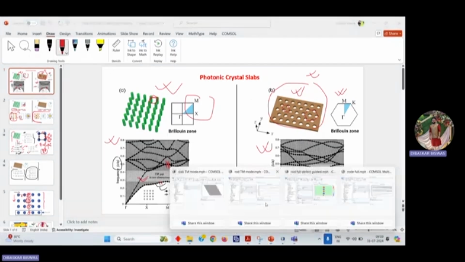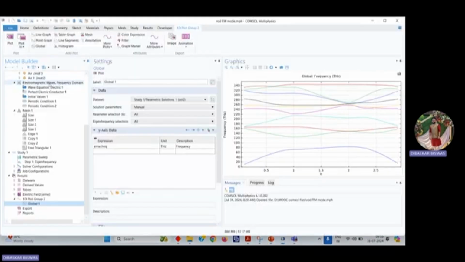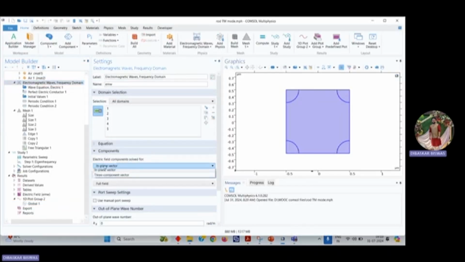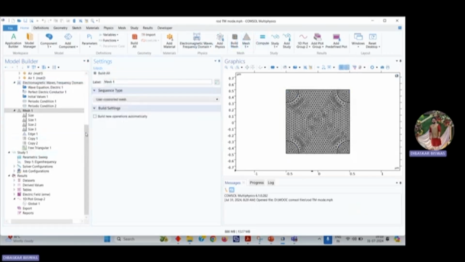Similarly, if you want to calculate for the T mode, you just go to electromagnetic waves here, and then you select in plane vector. Okay, and then you again click build mesh and then compute, and it will give you the band diagram.